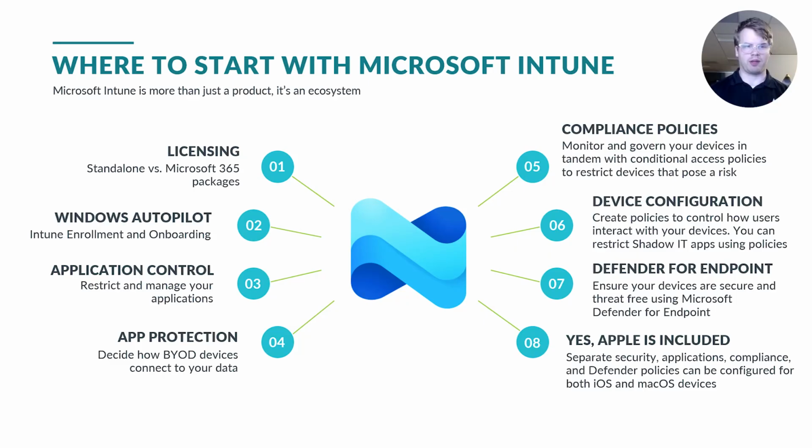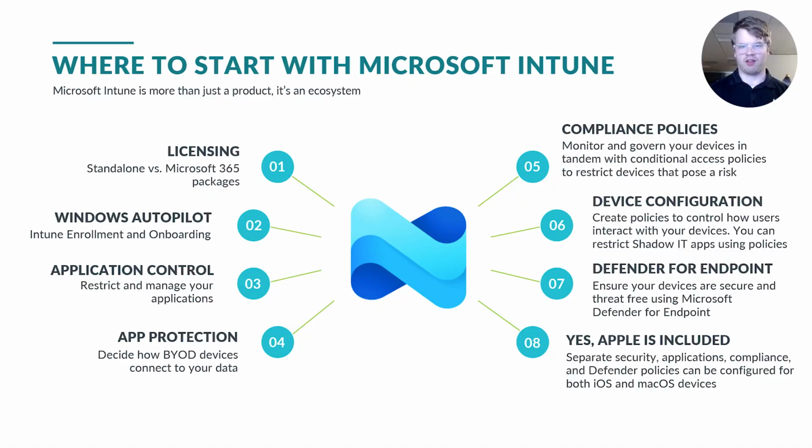Our next step is Windows Autopilot. This involves Intune enrollment and onboarding. Application control is the next step. You can restrict and manage your applications. Along with that is app protection. You can decide how BYOD devices connect to your data, either company or personal.